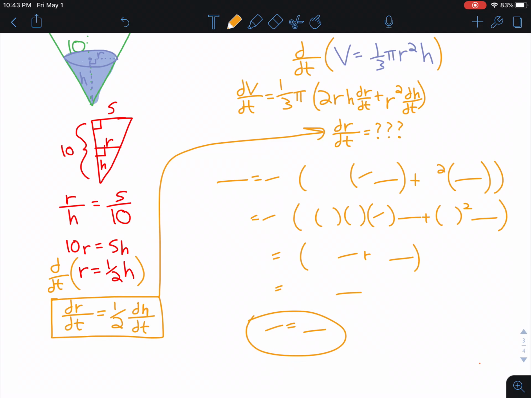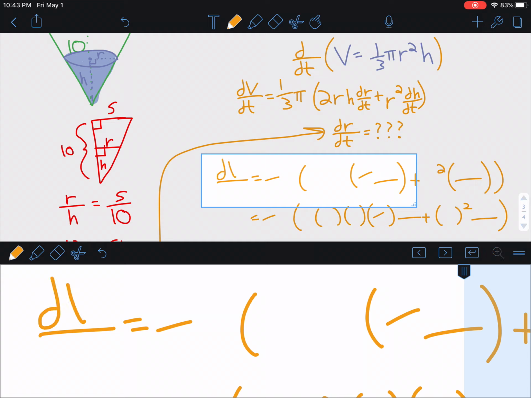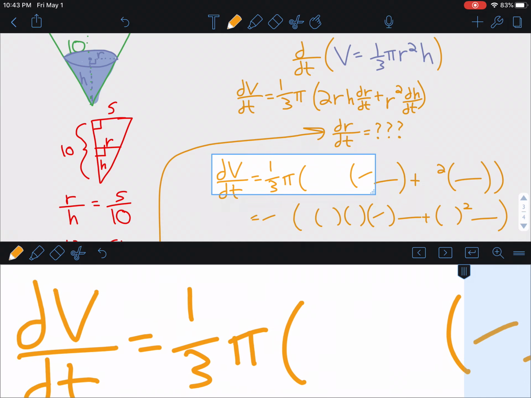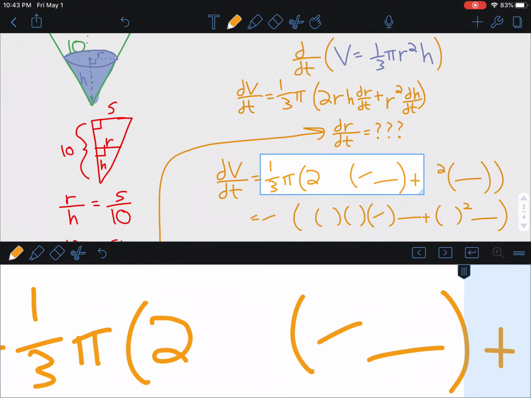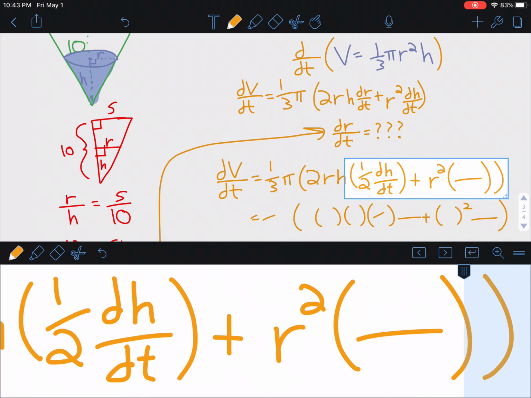Now, again, I'm going to go through all of this. I think this is more complicated, so I would not encourage it, but I just want to show you that it is possible. Okay, so let's go through this. I'm going to get dv dt. I'm going to leave the 1/3 pi out again. And so I'm going to get 2rh, and then I'm going to replace the dr dt with my 1/2 dh dt. And then I have r squared dh dt.